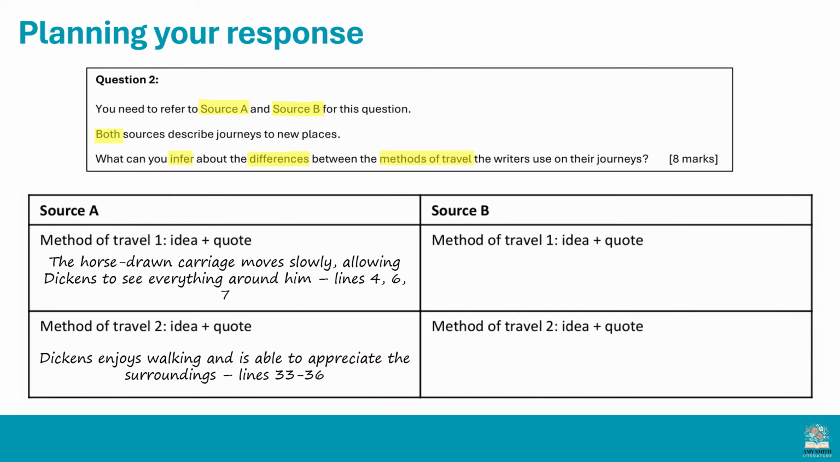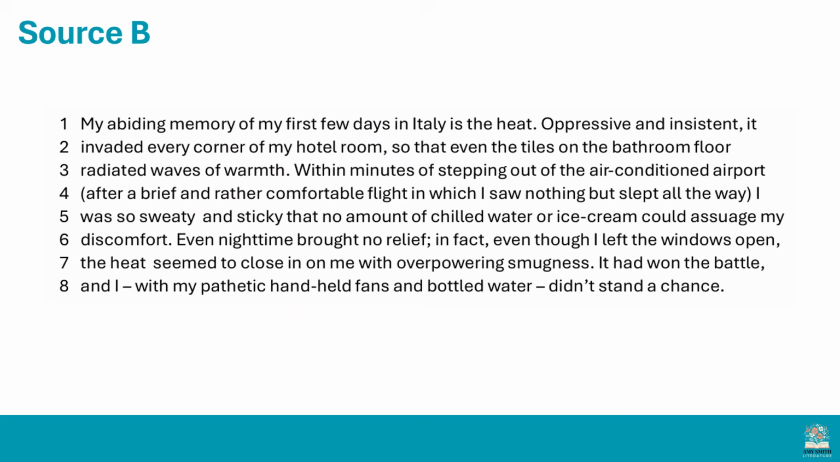And again, I've just popped the line numbers in for a bit of speed. Right, let's look at source B then. So in source B, the first paragraph is all about getting to Italy, hating the heat, but within this first paragraph, the writer talks about the airport and the flight that she has been on.